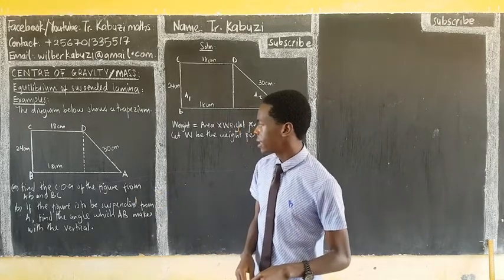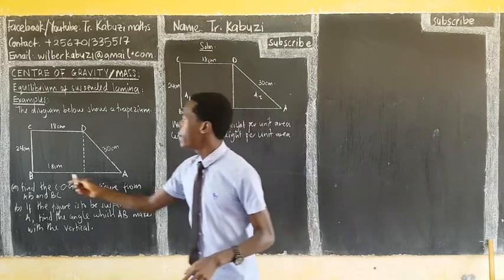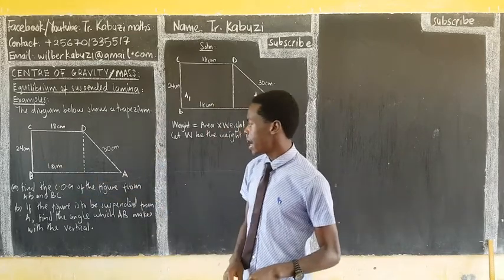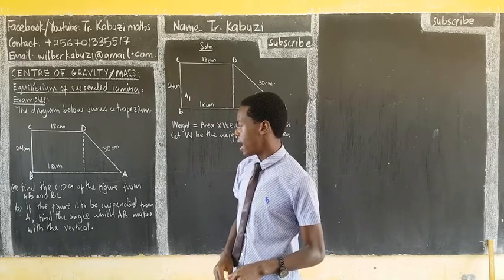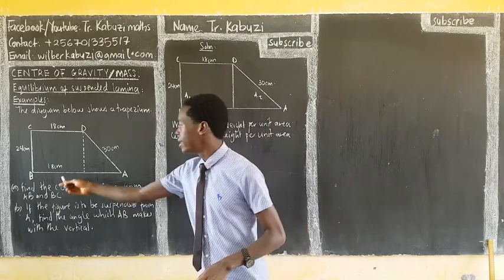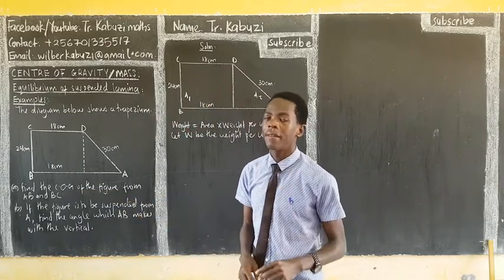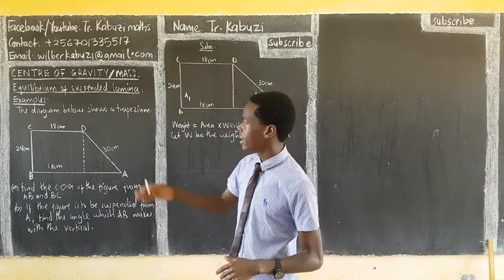Find the center of gravity of the figure from AB and BC. If the figure is to be suspended from A, find the angle which AB makes with the bottom. Now we know how we get our vertical, but before that, let us digest this.